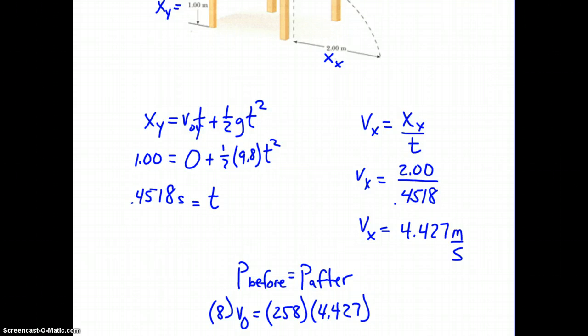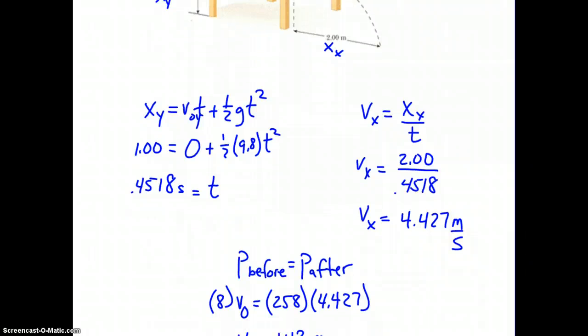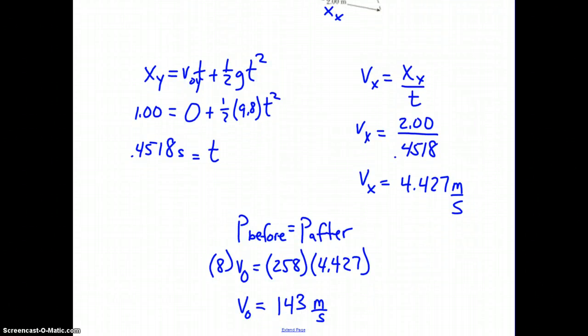For our P after, the bullet sticks inside the block for a total combined mass of 250 plus 8, which is 258 grams, times the velocity 4.427 meters per second that we just solved for using projectile motion concepts. Go ahead and solve for v0, and we find the initial velocity of the bullet to be 143 meters per second.